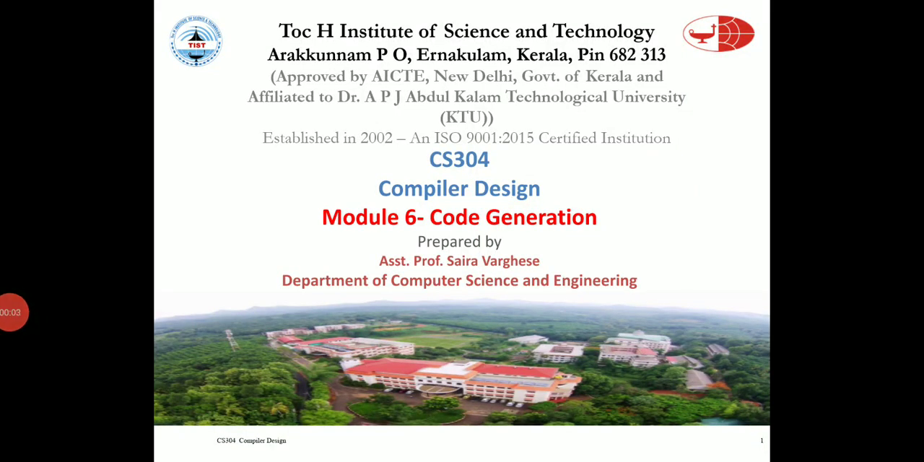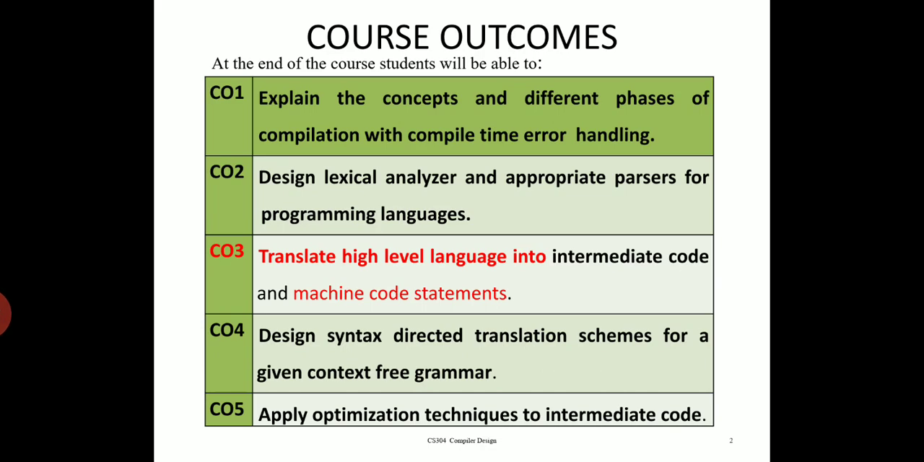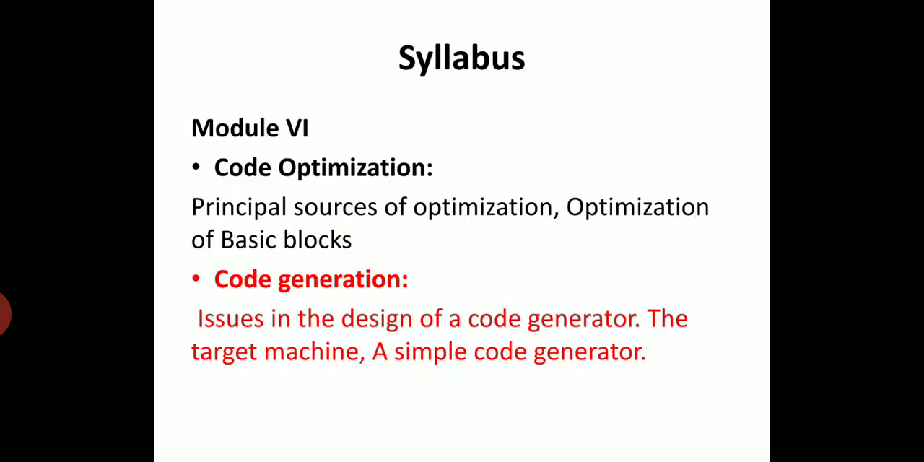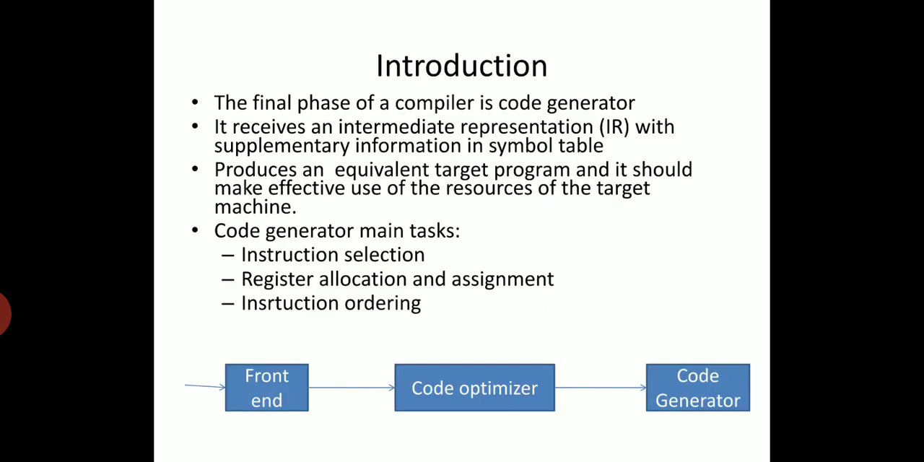This video discusses the topic code generation of Module 6. This video also pertains to the third course outcome of this course. That means after the end of the video, the students will be able to translate high-level language into machine code statements. Under the syllabus of code generation, the topics are issues in design of a code generator, the target machine, and a simple code generator.